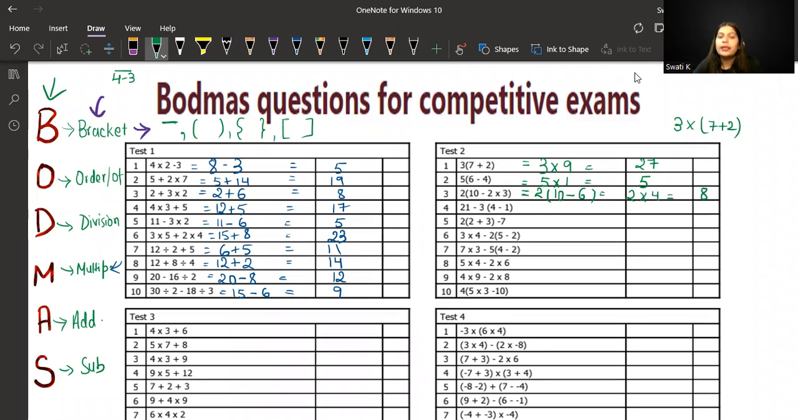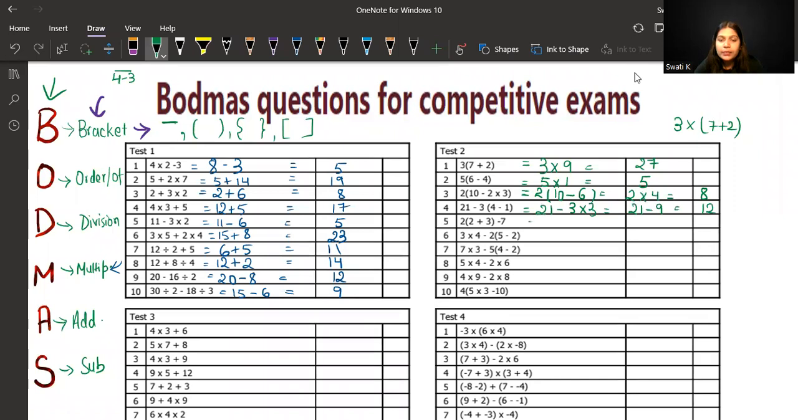Now next one we have 21 minus 3 times. We have to solve the bracket first. So 4 minus 1 is 3. So it is 3. So this will become 21 minus 3 times 3 is 9. So 21 minus 9 is 12.